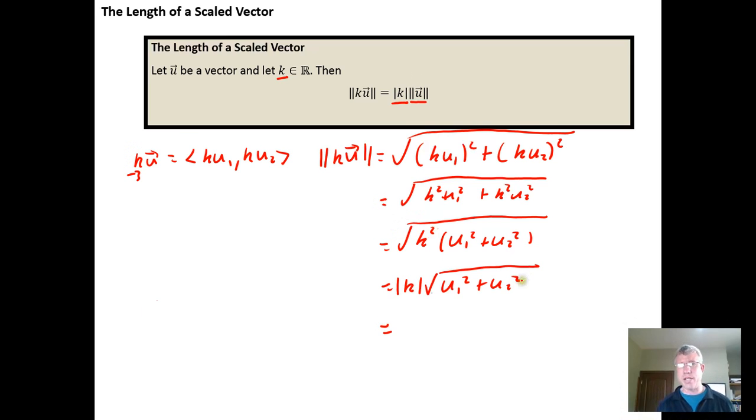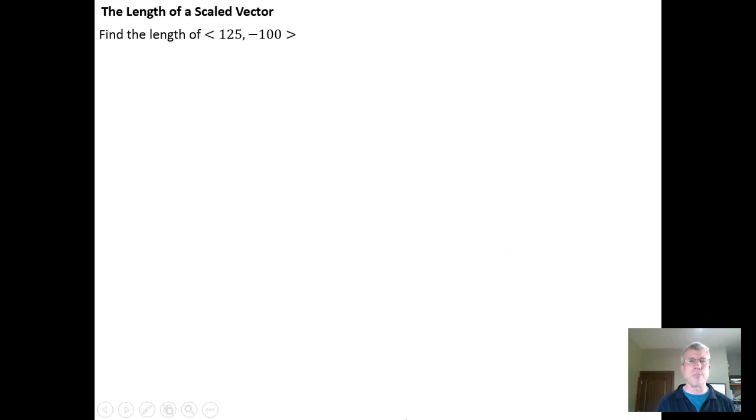And then we want to recognize from a previous video, this right here is just how we defined the length of the vector u. If we have a vector given by u sub 1, u sub 2, then its length is the square root of the sum of the squares of the vector components. So we wind up just getting the absolute value of k times the size of the vector u. That verifies the result.